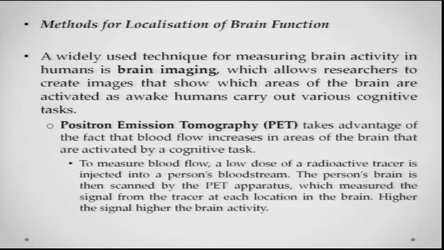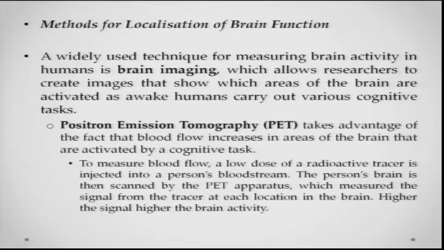So, the first method we can talk about is positron emission tomography, which takes advantage of the fact that blood flow increases towards areas of the brain that are activated by a particular cognitive task. Say for example, there is an area of the brain that is sensitive to viewing faces. Every time I show you a face in an experimental setup or otherwise, the blood flow to that area of the brain which processes faces will increase. A very simple deduction to make.